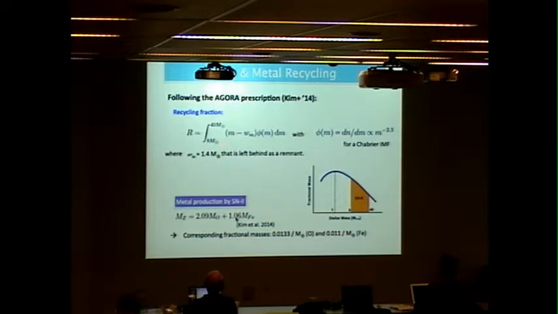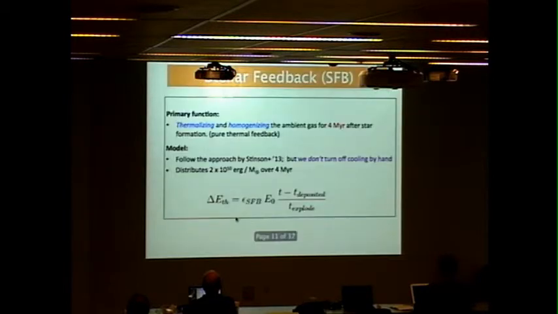Recycling fraction is computed based on the Chabrier IMF like this, and this remnant mass is taken consistently with what we have said in the flagship paper. So this is done along the lines of the AGORA initiative. And we also study a little bit about early-phase stellar feedback, thermalizing and homogenizing the ambient gas for the 4 million years after the star formation, before supernova kicks in.